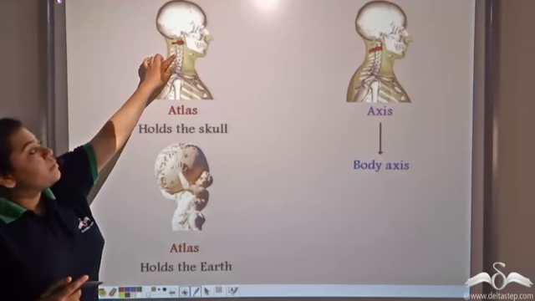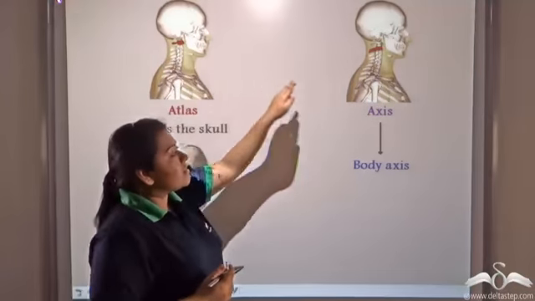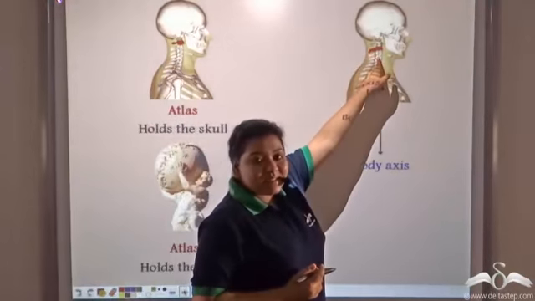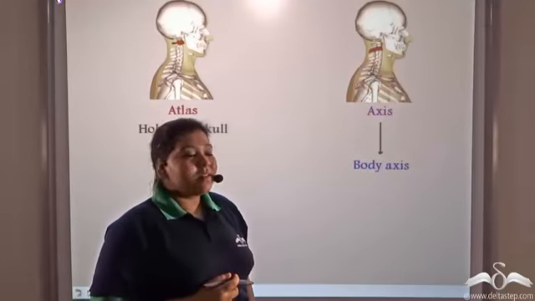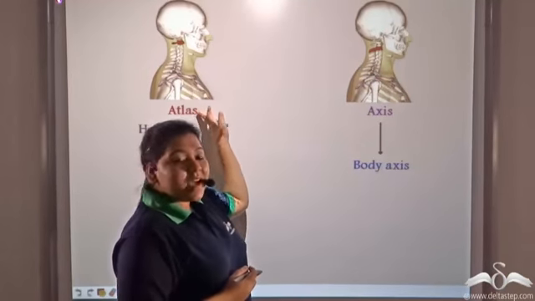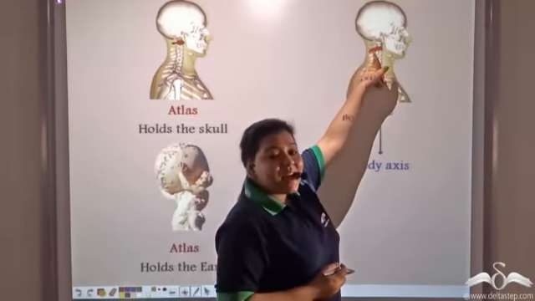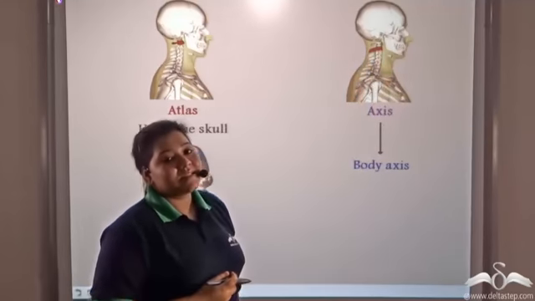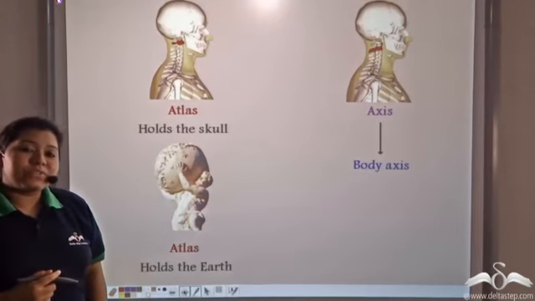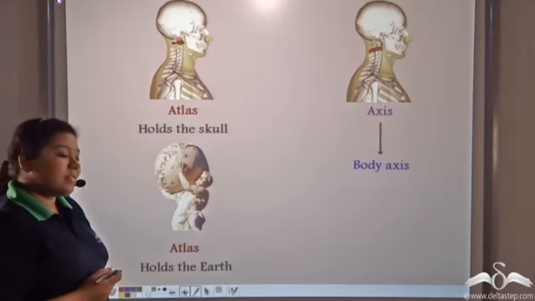The next vertebra next to the Atlas is known as the axis. It is structurally similar to the Atlas, and it is from here that the body's axis starts. That is why it is known as the axis.